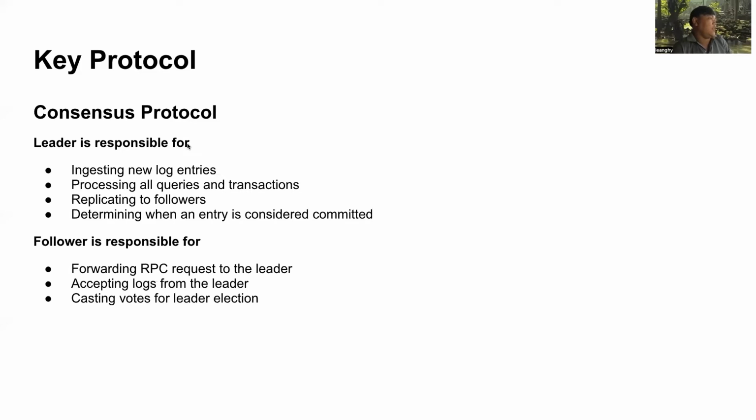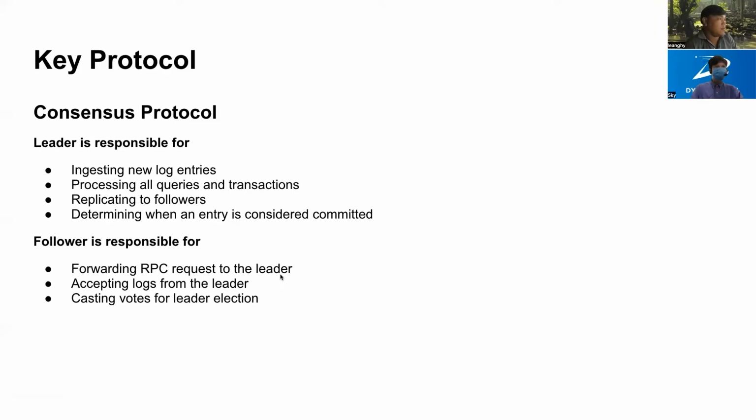And what is the leader responsible for? Ingesting new logs, processing queries and transactions, replicating to the followers, and determining when a transaction is considered committed. And the follower is responsible for forwarding all RPC requests to the leader, accepting the log from the leader, and casting the vote for the leader election. That means if something changes on the leader, it is also replicated to the followers.